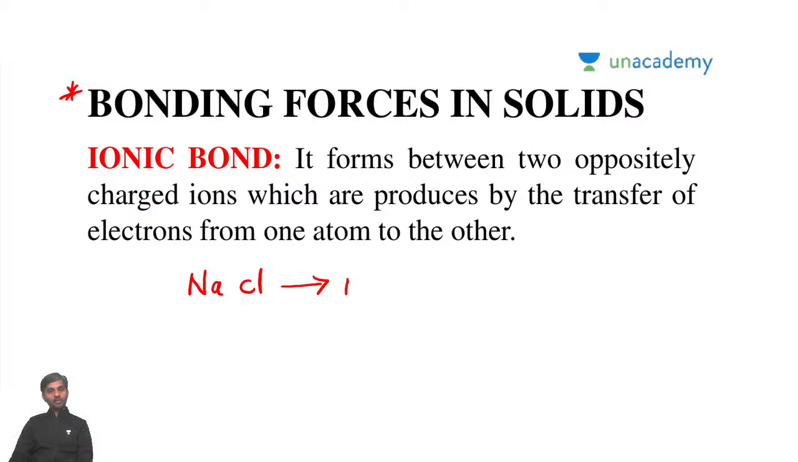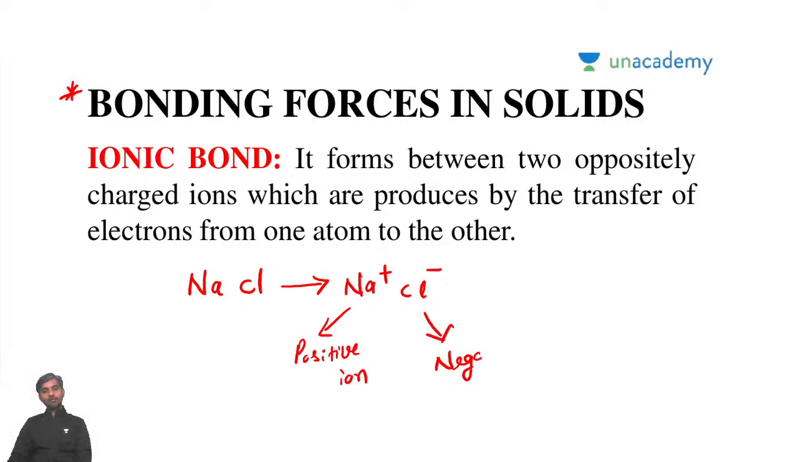This bond is formed because of Na plus and Cl minus. This is the positive ion, and this is the negative ion. Can somebody tell me why this ion has become positive and why this ion has become negative? Why are these two ions formed? There is a beautiful reason behind it.